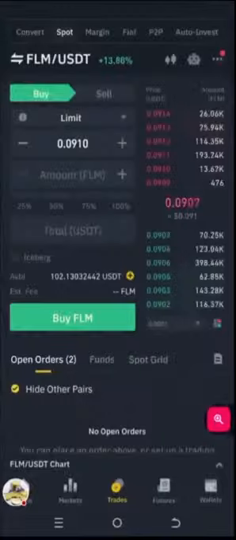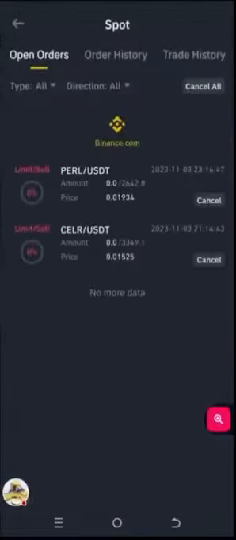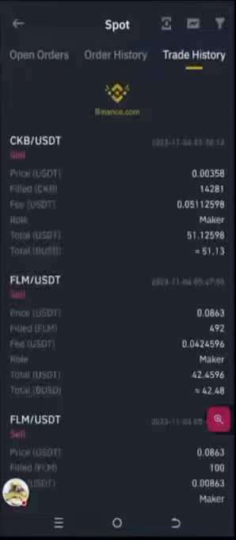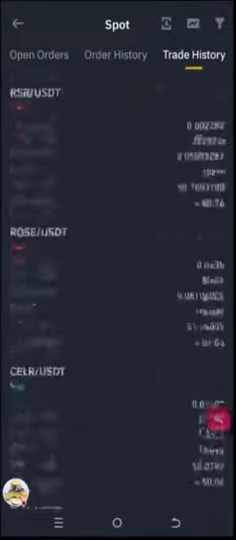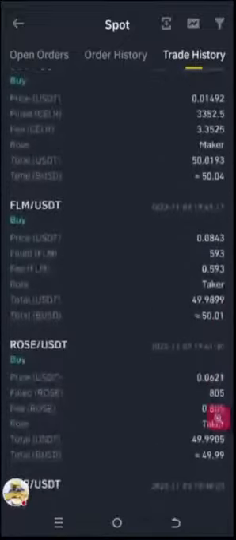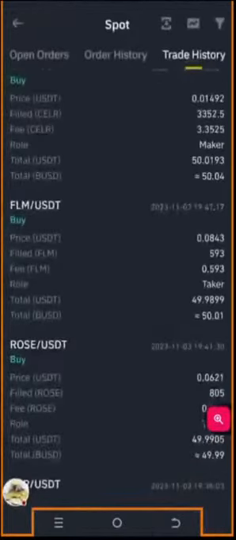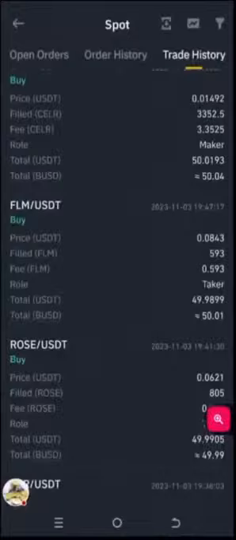I love to see the timing so that we can have an idea, because I got people asking me the question: how long does it take to execute? Well, you check the time that we bought it. We bought FLM, and let me check the time. That was at 1947, which was about 7:47 p.m., almost 8 o'clock.